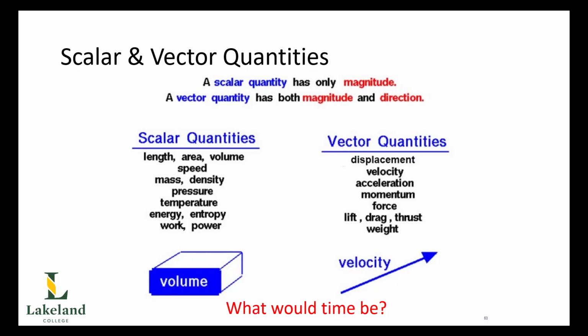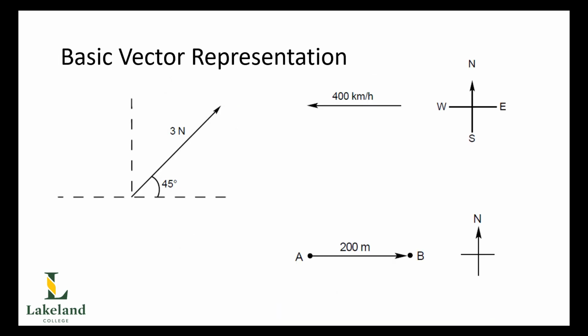So another great one to be asked about on an exam that regularly gets mixed up between scalar and vector. Okay then, so how do we actually represent our vectors? We simply represent them by a line segment with an arrow on one end indicating the direction of travel.